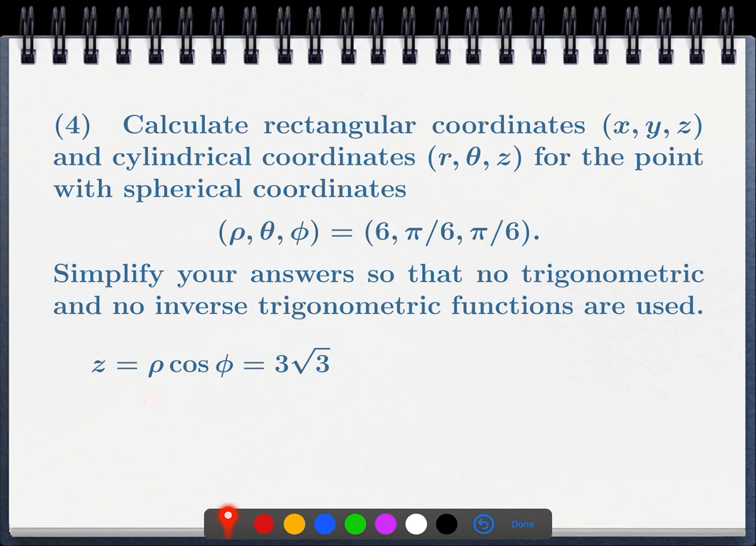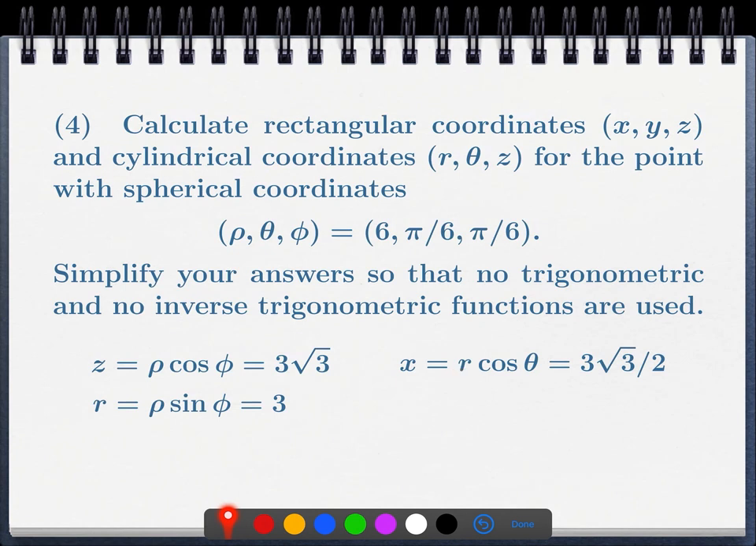For r, we're going to have rho sine phi. Sine of pi/6 will be 1/2. Rho is 6, so we have 6 times a half, and that'll give us 3. So r equals 3. Once we have r, it's easier to compute x and y, because we can now use their cylindrical coordinates representation. There, r times cosine theta and r times sine theta. So I know what r and theta are at this point. R is given here as 3, and theta is pi/6 given in the problem here.